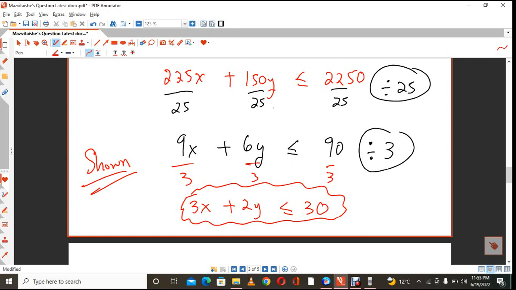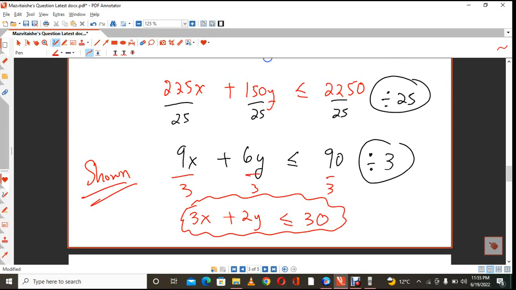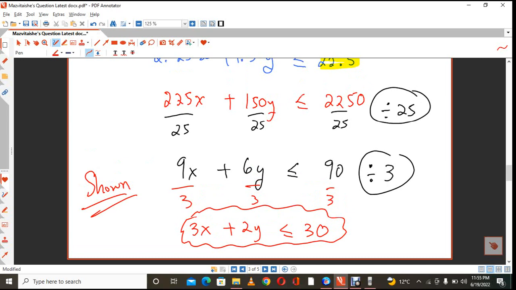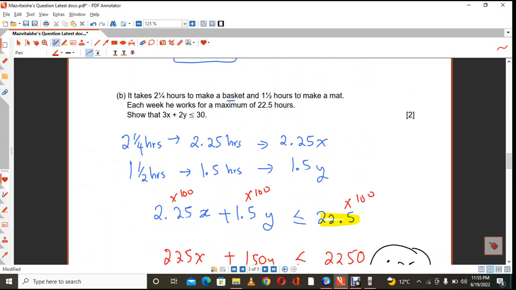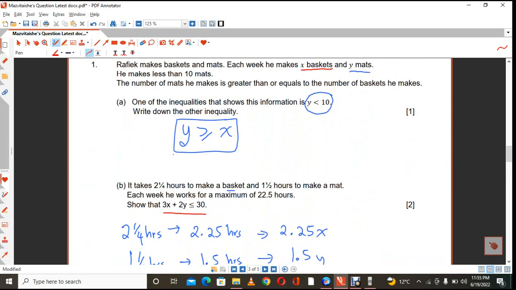Whatever you do, as long as you get to that. So we now have a third inequality. Hope you remember them. 3x plus 2y is less than or equal to 30. Of course, that inequality was given. Then you have this one that you had to find. So this is one inequality, that's a second one, and that's a third inequality.